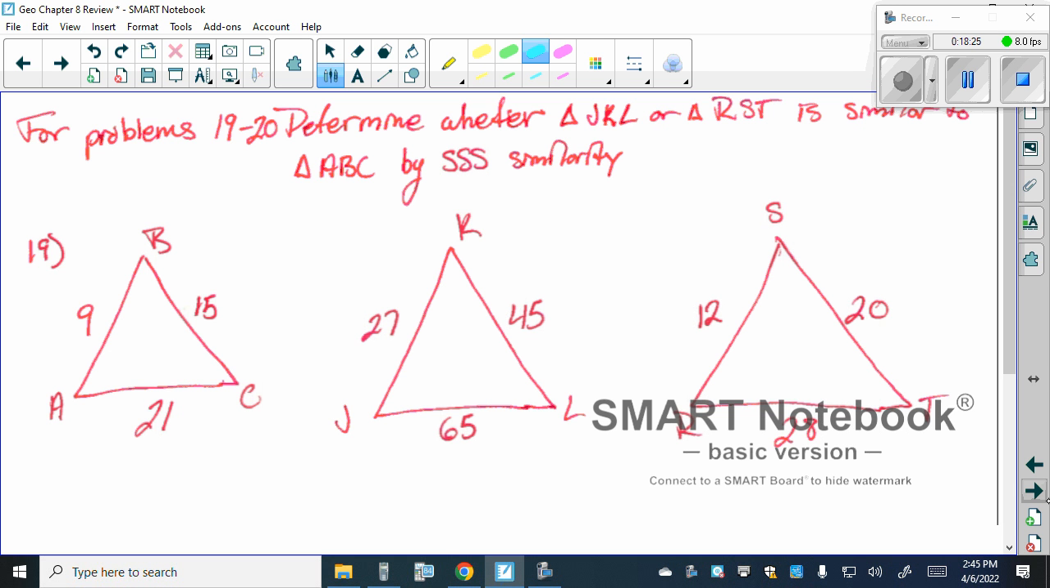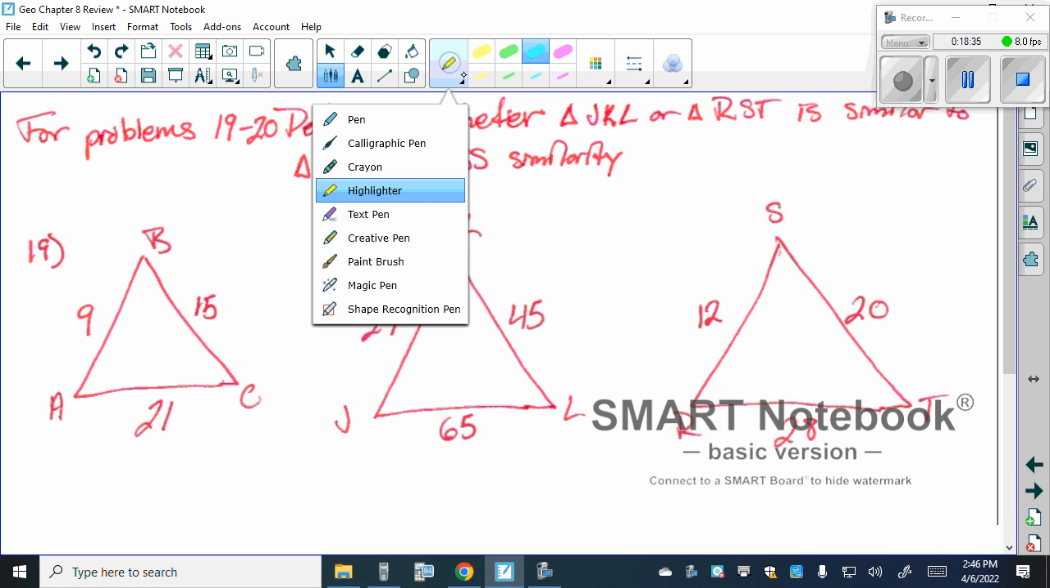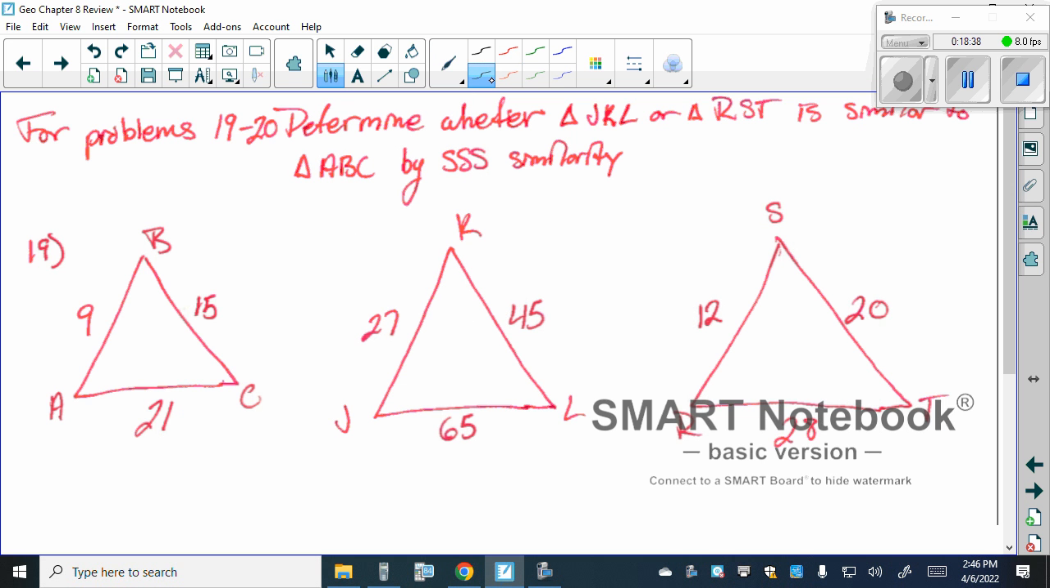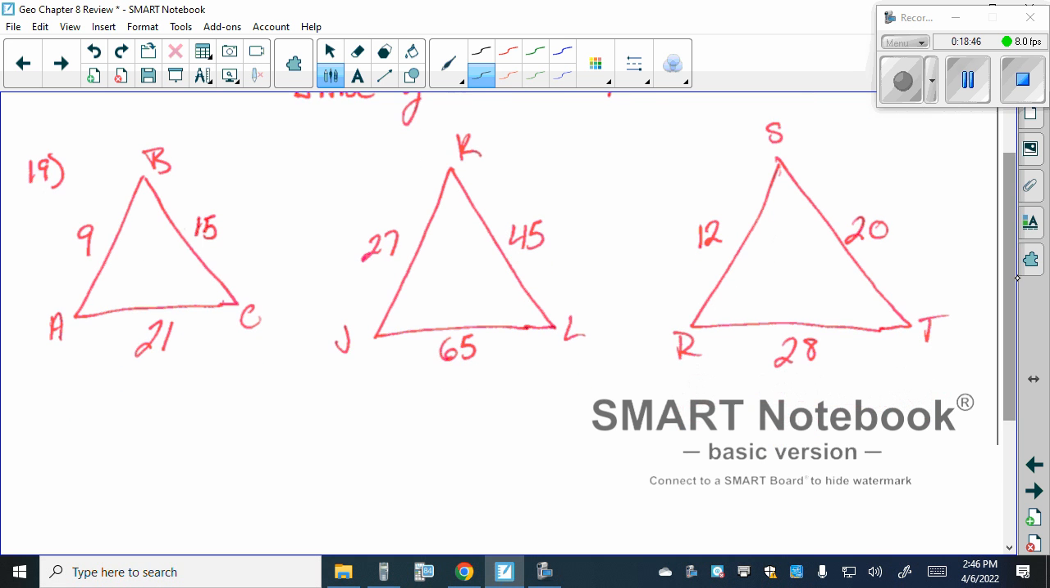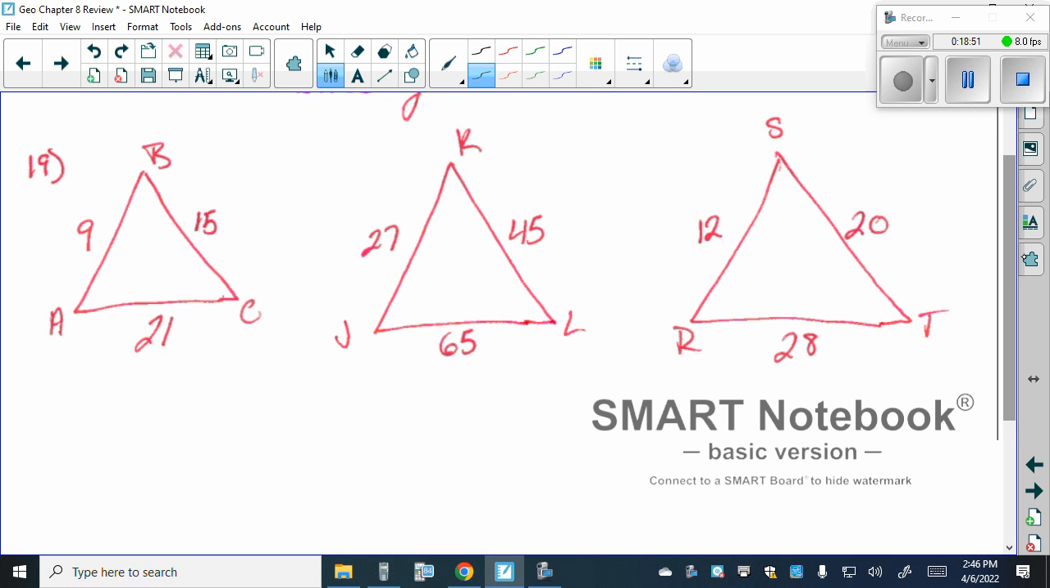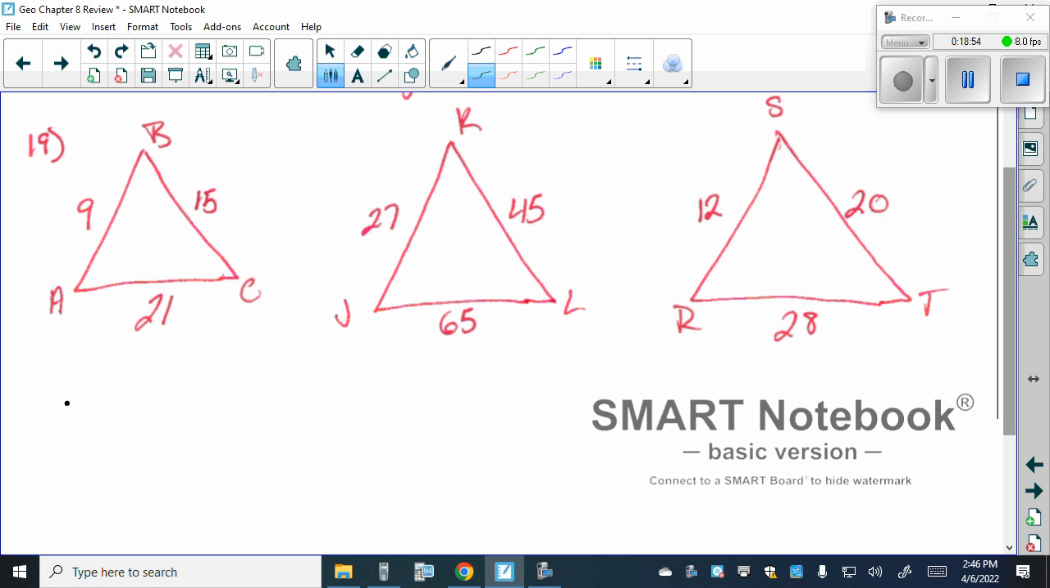Let's look at problem number 19. Determine whether triangle JKL or RST is similar to ABC by side-side-side similarity. So all we need to do is show that the proportions for all three sides for two of these triangles are the same. Now, which one do we want to try first? JKL or RST? RST. So we can start off with side length 9 from ABC. What side length would we use for RST? 12.